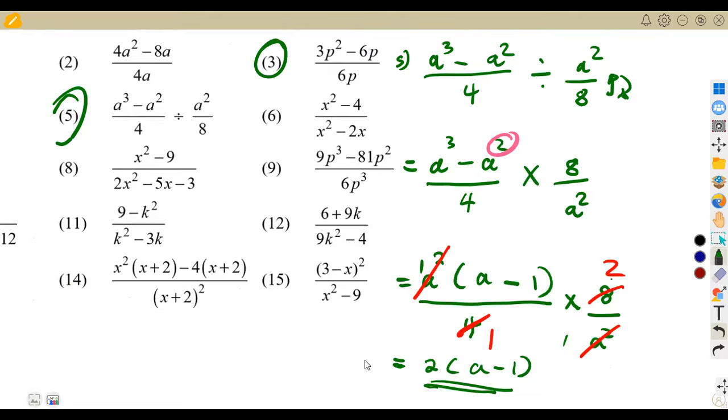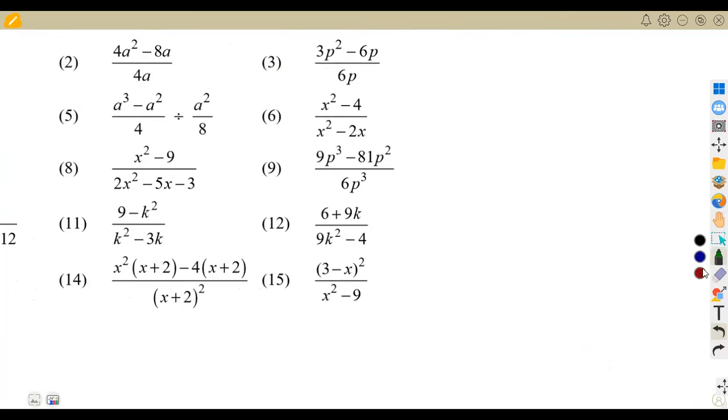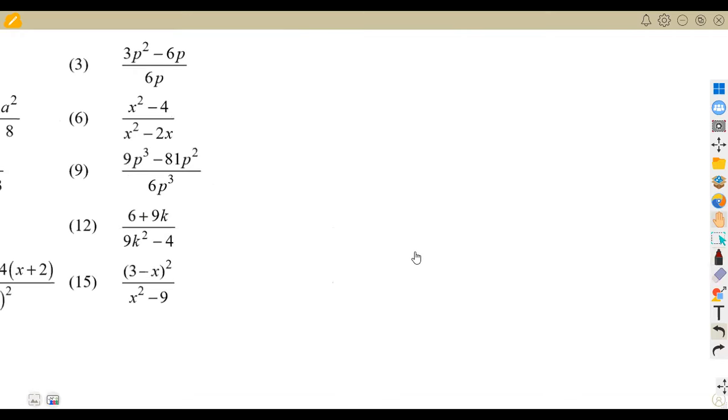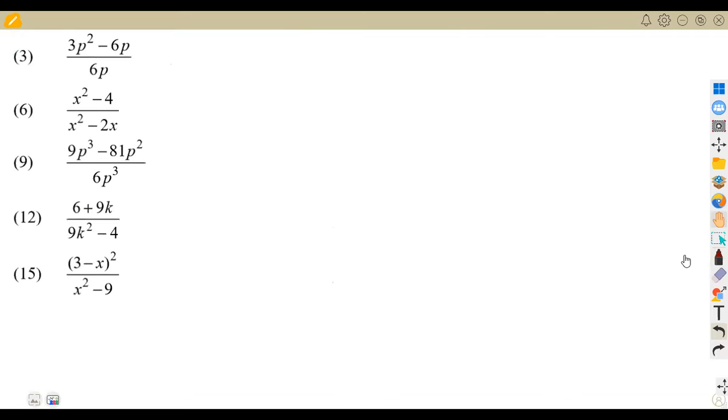This is the simplification. So it needs you to go back to your factorization. If your factorization is not good enough, then please do watch the video on factorization so that you can be able to understand this, because there is no way. We are just going back to all the factorizations.